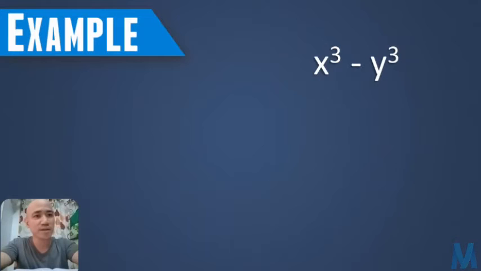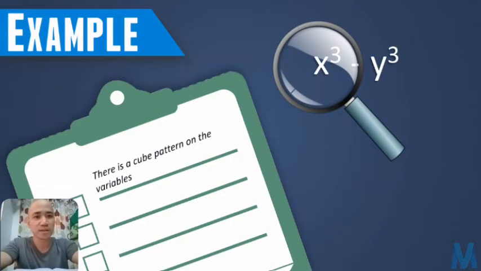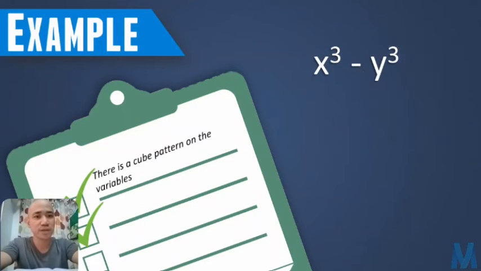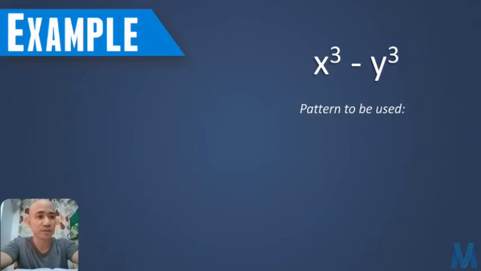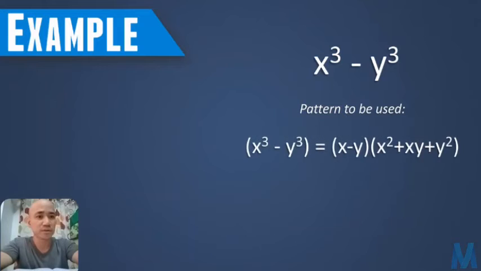So we have here another example. We have x cubed minus y cubed. There's a cube pattern on variables. Check. And it's the difference of two cubes. So kung mag-difference naman sang duha ka cube, amo ning gamiton natin nga pattern. So same lang guys. Kung manotice nyo, same lang ang pattern natin. Ang naglain lang dira is ang ilang sign.